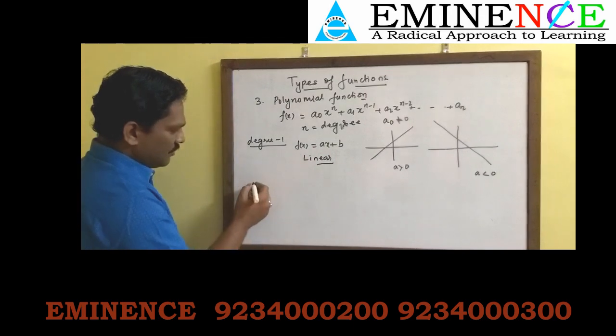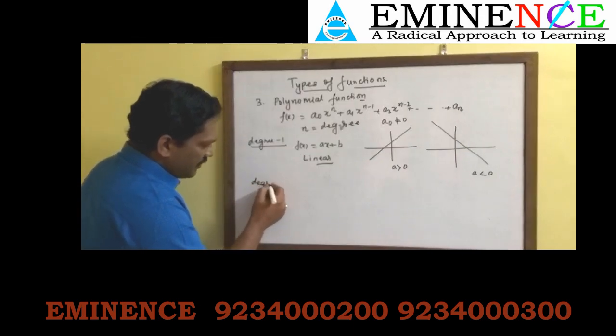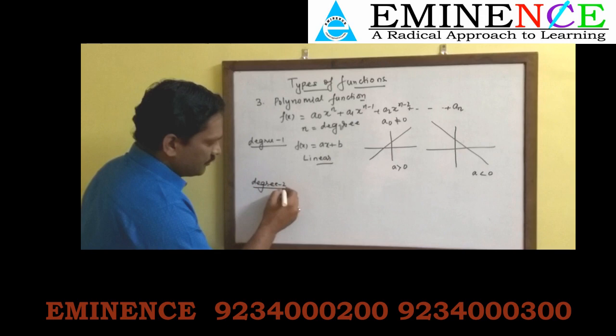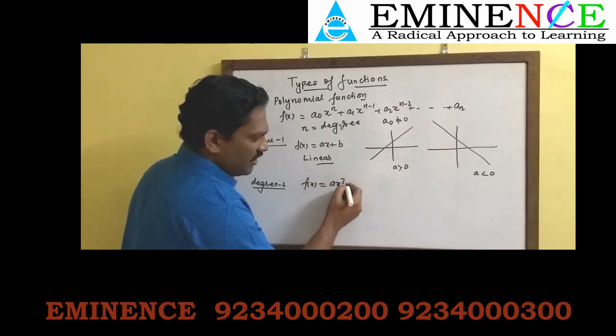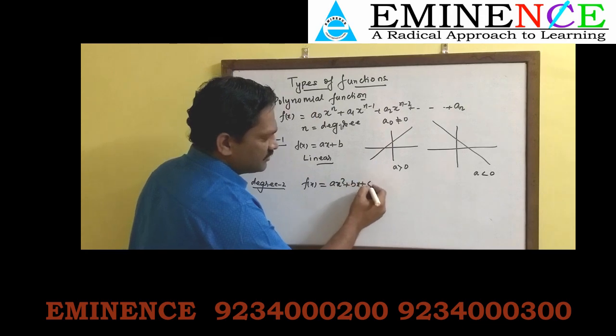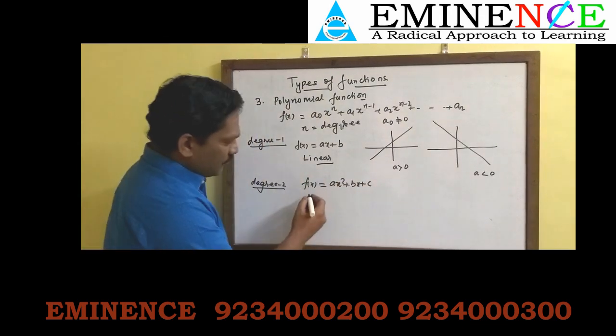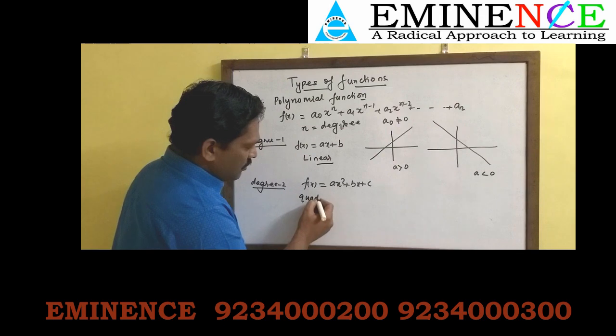And this is how it will look like. But if I talk of a degree 2 polynomial, any polynomial of the form ax squared plus bx plus c, this is also called a quadratic polynomial.